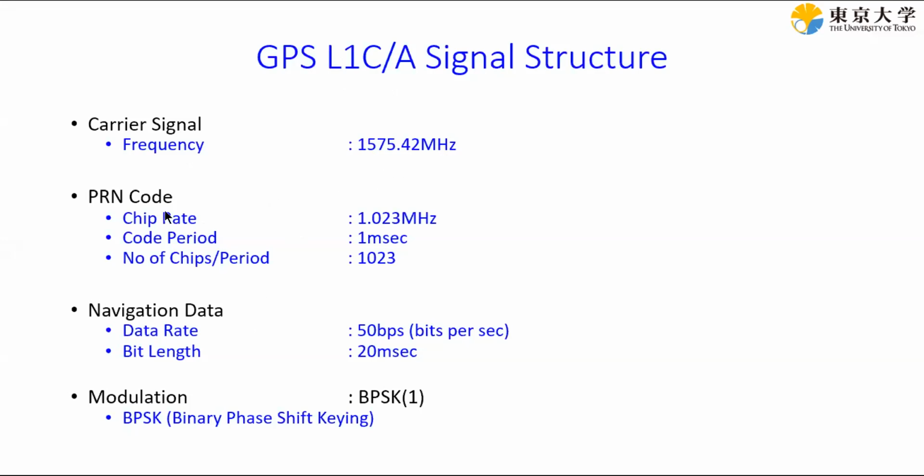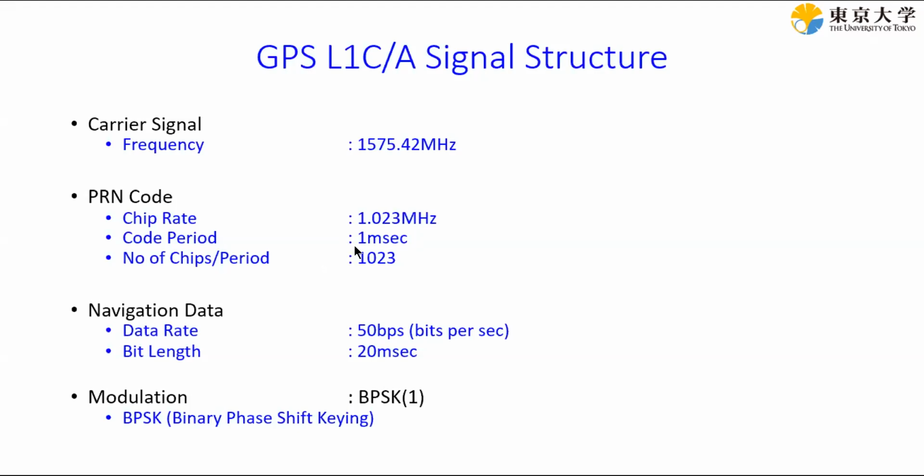And now this PRN code, the rate, we call the chip rate, means how long is this code and what is the transmit rate? That is 1.023 megahertz. And this means in terms of time, it will take 1 millisecond to transmit one set of code. Okay. So I will show you in other slides what this means.